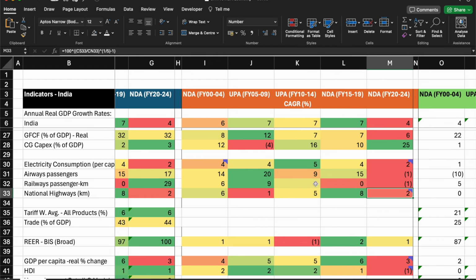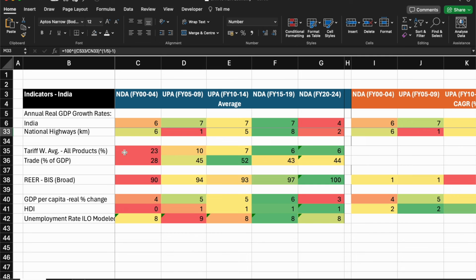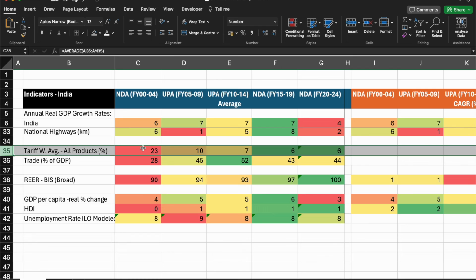And here, obviously, the present government has to be applauded. Then tariffs. This is basically how much import duty on average we are levying, and higher import duty is bad for the economy because we are putting a lot of pressure on our importers as well as exporters. So if the economy has to open up to the world, you have to bring the tariffs down, and we have brought them down consistently.